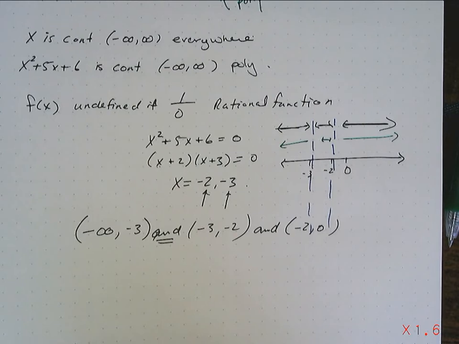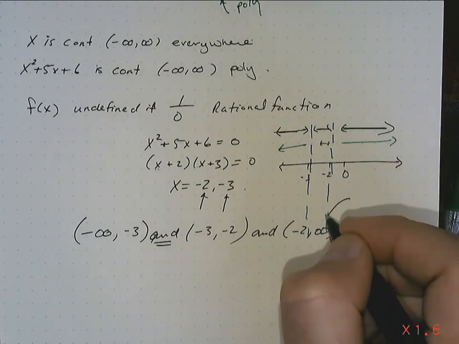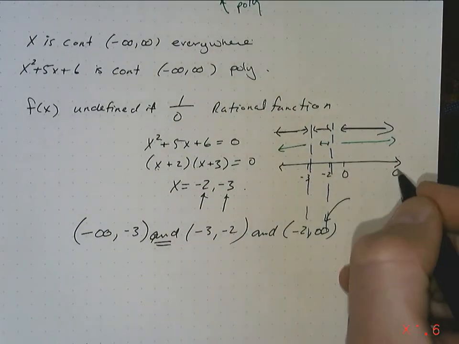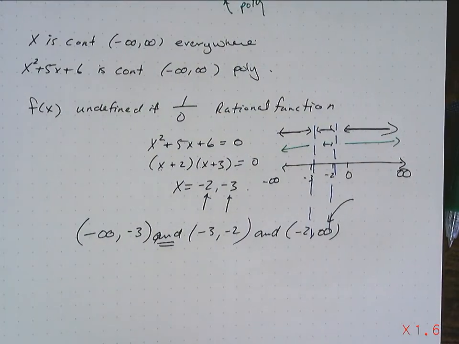Now that's a complicated way of saying it. It would be much easier to tell someone where it's not continuous. But that's not what they asked for. They want to know where it is continuous. Oh, thank you. We'll go to infinity. No, excellent. We don't stop at 0. We keep going to positive infinity. Thank you. Good, good check.